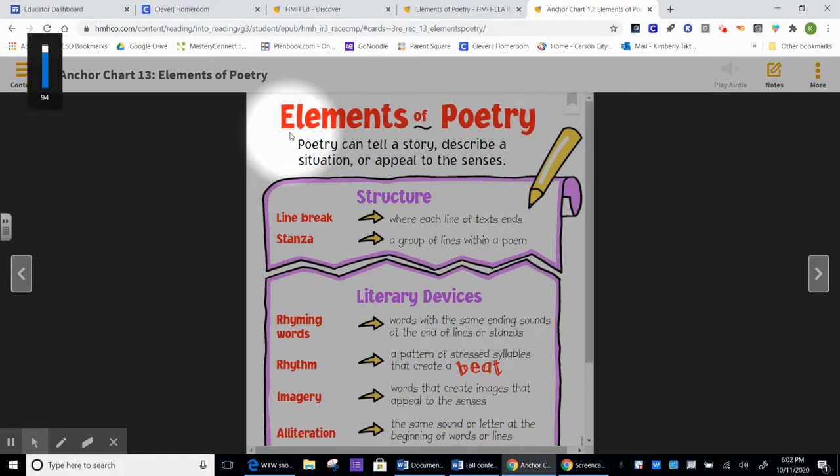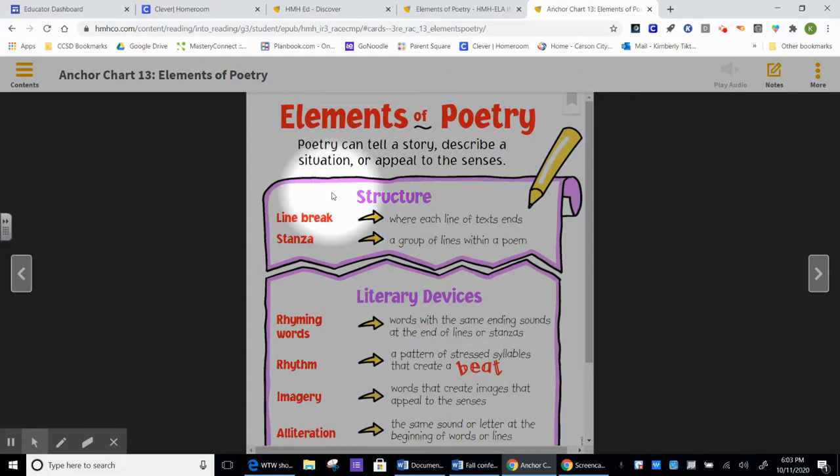When we're learning about poetry, it is important to understand some of the elements of poetry. Poetry uses sounds and rhythms of words to show images and express feelings. Poetry can tell a story, it can describe a situation, or appeal to the senses. Several of the poems that you'll be reading this week definitely appeal to the senses. Poems are put together with a structure and they use literary devices.